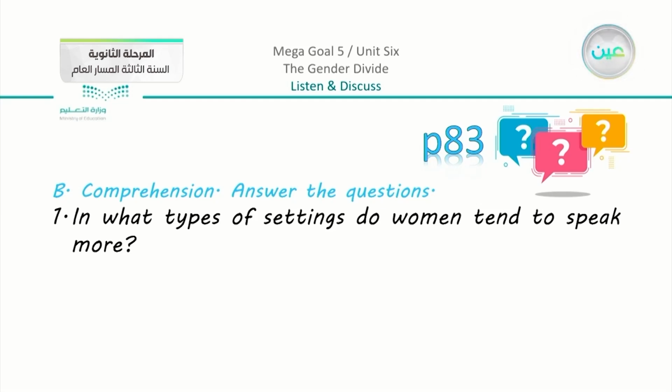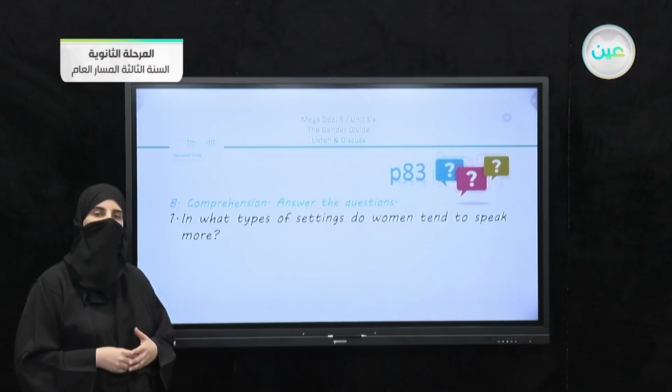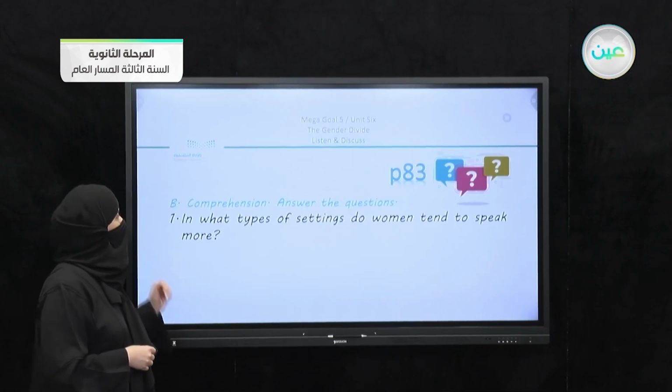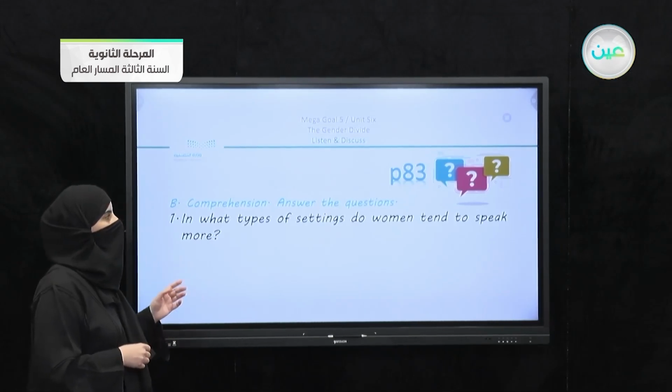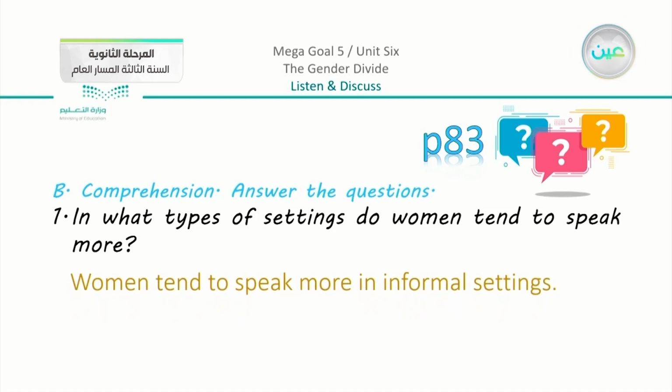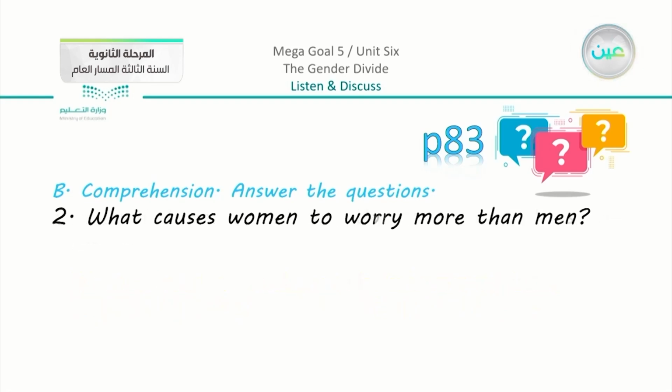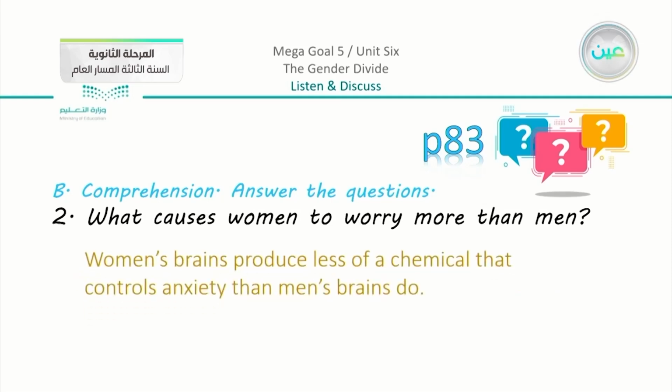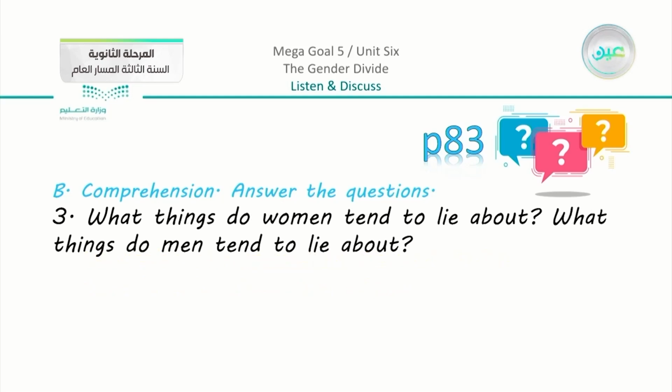So just to revise the answers that we did mention throughout the discussion, we have the first one. In what types of settings do women tend to speak more? We can see that women tend to speak more in informal settings, as we mentioned. What causes women to worry more than men? We can see that we have here women's brains produce less of a chemical that controls anxiety than men's brains do. We also mentioned the third answer here, which is question number 3.